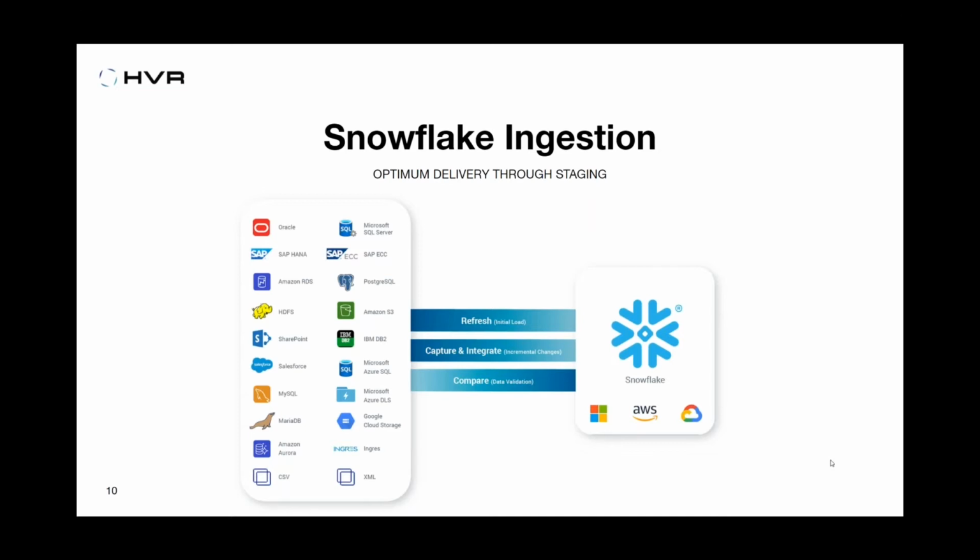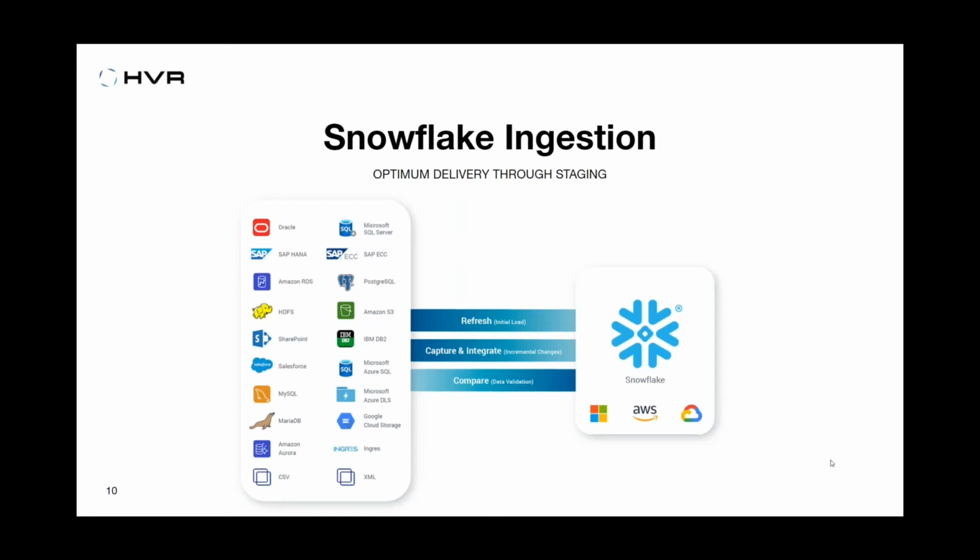Not only do we help with the ongoing continuous replication, but also those initial data loads. HVR has built something called refresh, which allows you to get that initial data load very quickly over to the system, so then we can start capturing those inserts, updates, and deletes as they happen.